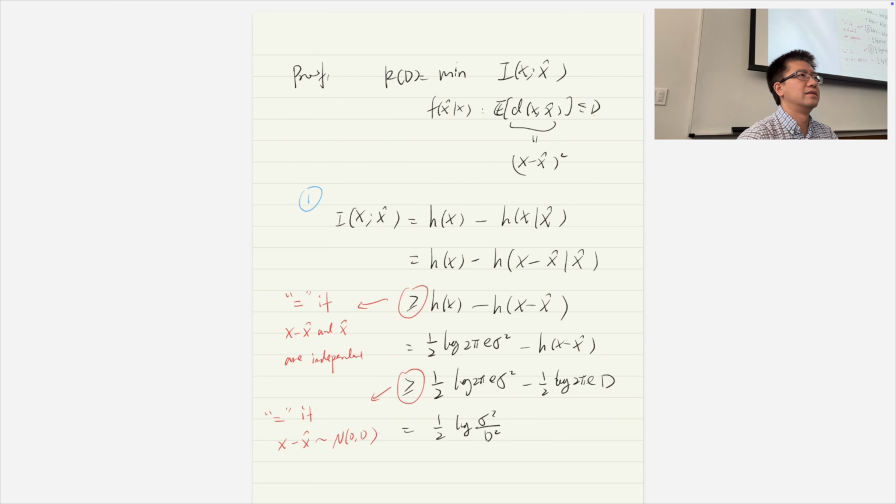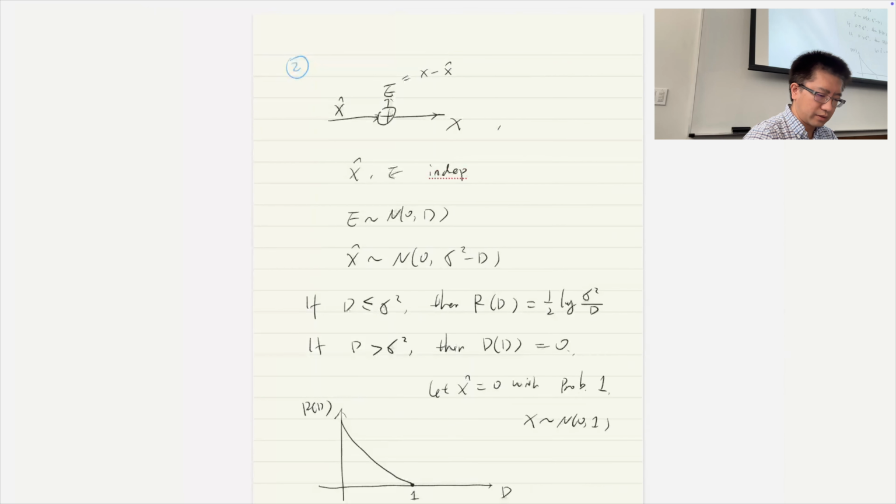I think you have a typo in the last line, where you said log of sigma squared over d squared. Oh, yeah, d, not d squared. Yeah, d is already squared. Okay, here's good. Okay, great.